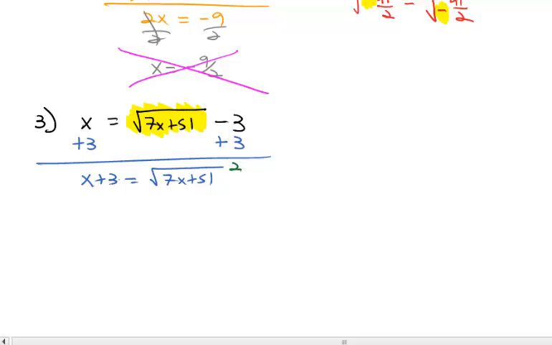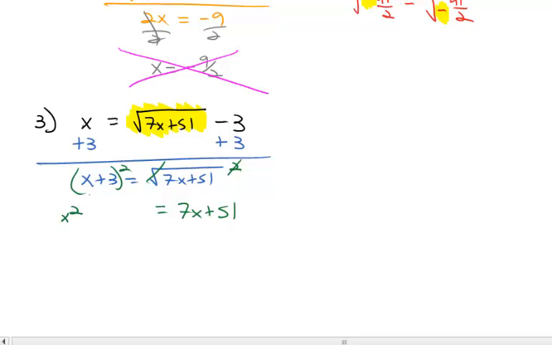Now we can get rid of the square root by squaring both sides. Squaring gets rid of the square root, and we're left with 7x plus 51. Be careful squaring the left side. The wrong answer is x squared plus 9. That was the rule that we went over yesterday. We need to FOIL this out.